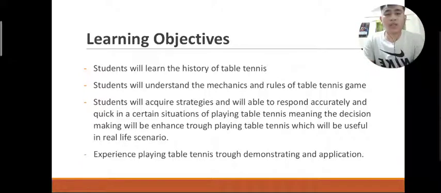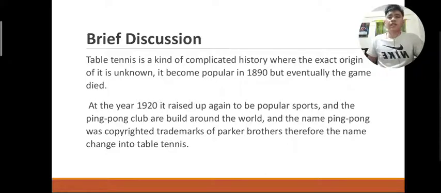playing table tennis will enhance the decision making of the students, and they will be experiencing playing table tennis through their demonstration and application. So now let's have a brief discussion of table tennis.